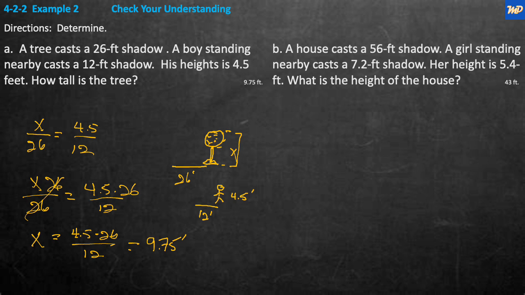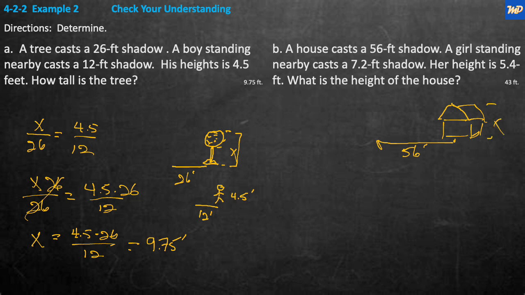Okay, let's do the house. A house, here's our house. Well, I'll try and draw a little house here. Okay, we got the height here. Here's our house. And it casts a shadow out here somehow, however I can draw it. It's going to cast a shadow that is, what does it say? 56 feet. 56 feet. And we're going to try to find the height of the house. The height is X. The height of the house.